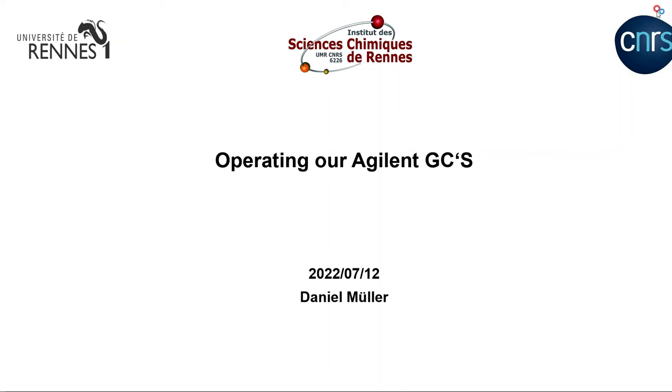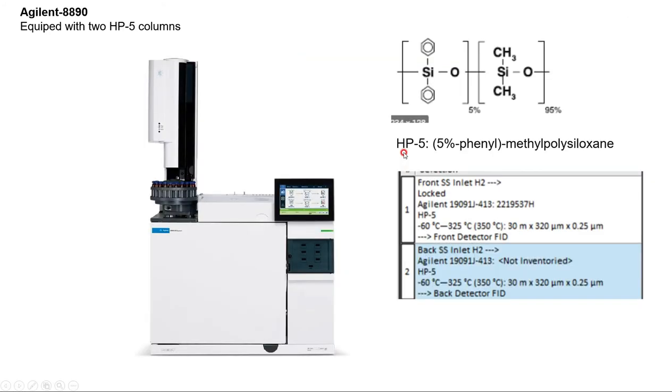So this video is intended to explain how to operate our Agilent GCs. We have an Agilent 8890 equipped with two HP columns, a front and a back injector. This is rather exotic. Usually you have only one column in your instrument, but I bought one with two columns because this makes it less expensive and we can operate more samples in less time.